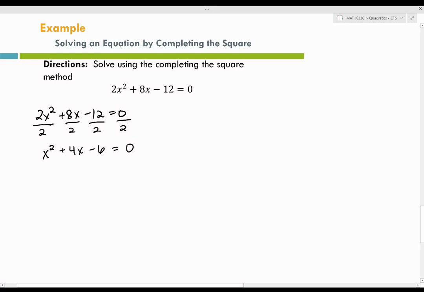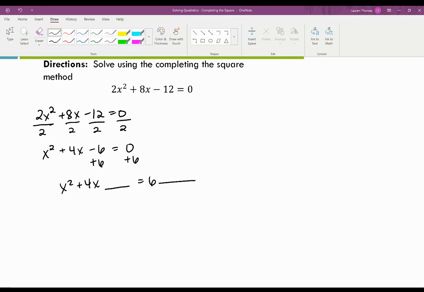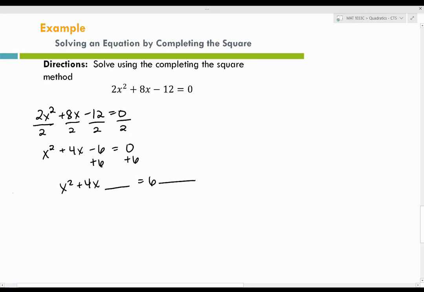All right, now since my leading coefficient is 1, I need to move the constant term to the other side of the equation. So I'm going to add the 6. I need to get the number that goes inside of that blank. Remember, to find that number, you're going to do b divided by 2 squared. B is going to be the coefficient attached to x. So for us, that's 4. So 4 divided by 2 squared. 4 divided by 2 is 2, and 2 squared is 4. So I'm going to add 4 to both sides of my equation.